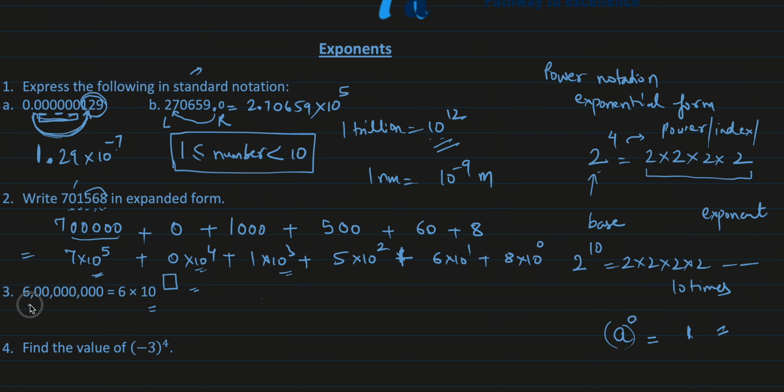6 is over here. Then how many zeros? Let's count. 1, 2, 3, 4, 5, 6, 7, 8. So the blank over here will be 8. So this can be represented as 6 into 10 raised to the power 8. I hope this part is clear.